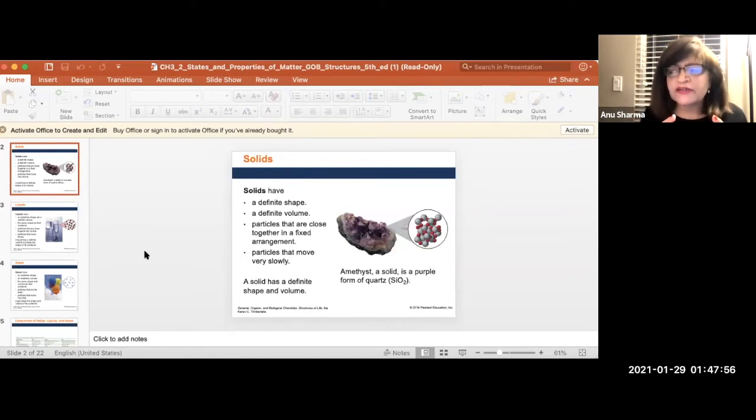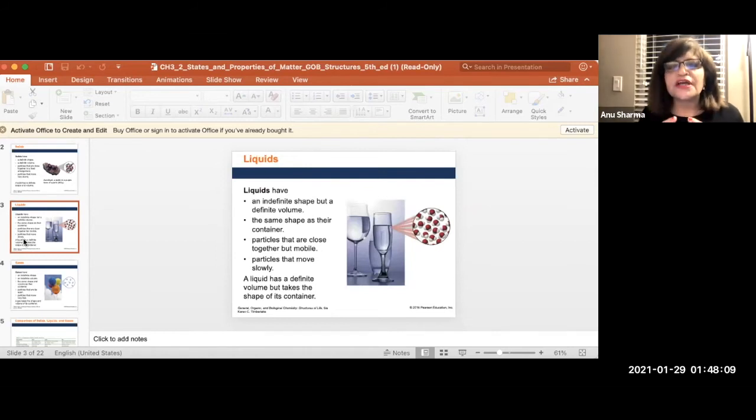is that part of matter which has a very definite shape, has a definite volume, and the particles are very close together and arranged in very fixed patterns. These particles move very slowly. Liquids, on the other hand, do not have a definite shape, but they do have a definite volume.